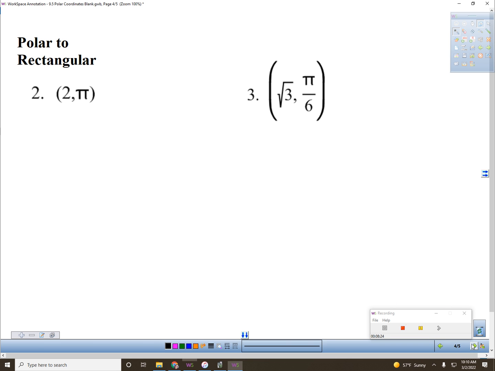So let's find some conversions here. We're going to go from polar to rectangular. My r value is 2, and my theta is pi. To find the x value, remember x pairs up with your cosine. So I would have r, which is 2, times cosine of my angle. And then for your y value, it's r times the sine of the angle.